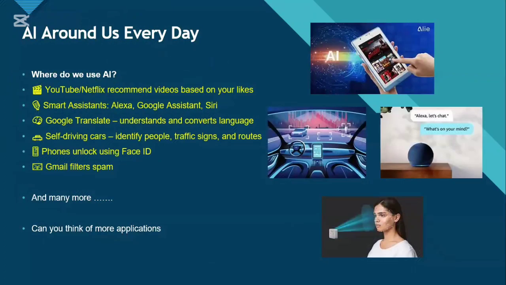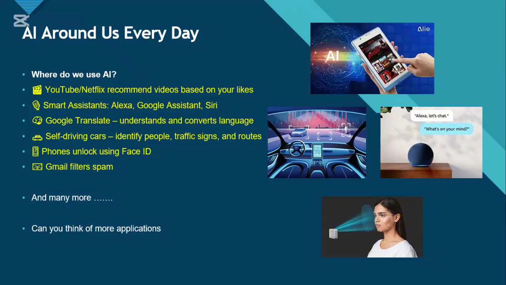AI is all around us in everyday life. We are using AI even in many applications where we don't even realize that we're using it. For example, when you're using YouTube or Netflix and you get recommendations of videos based on your liking, or when you're using smart assistants like Alexa or Siri to give weather predictions or recommend audio. Google Translate, when you're traveling around and you want the language to be translated and understood well.